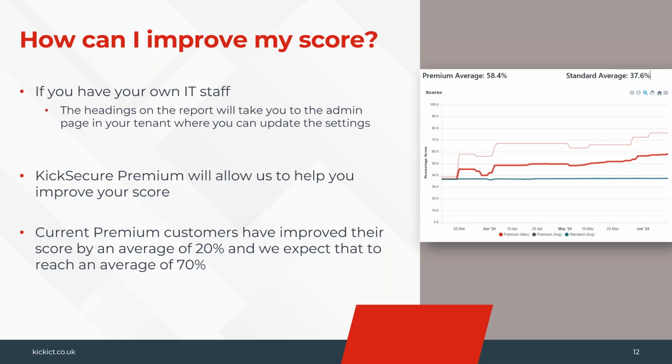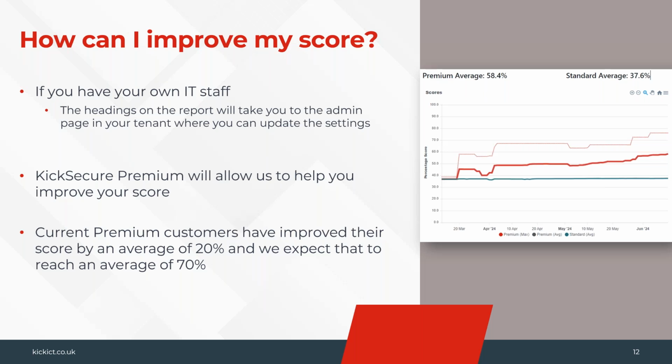So the customers we have at the moment have experienced an average of 20% increase in their KickSecure score from when we bring the service on. And you can see the graph at the side there. At the moment, the premium average is 58.4%. Now, we have a lot of customers who've just joined, which is bringing the average down until we bring them up to full running speed.